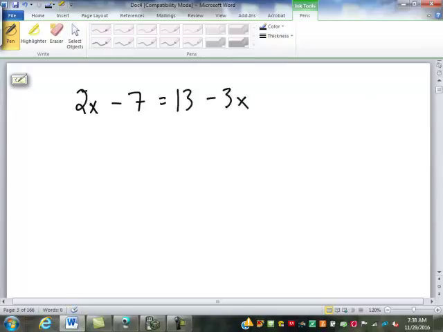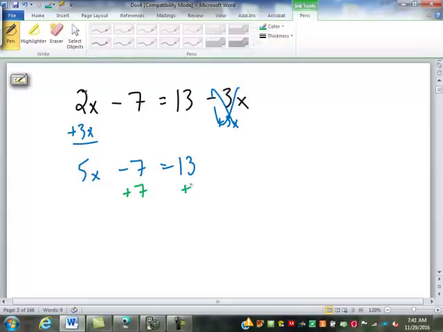In your notes, I want you guys to try that one. So for this one, what's the first thing we've got to do? When we look at it, we've got a 2x, and then there's another x on the other side, but which one's really smaller? This is a -3, so to get rid of it, I'm going to add 3x. You could do it the other way, you'd just be dealing with negatives is all. So this is going to be 5x minus 7 equals 13.